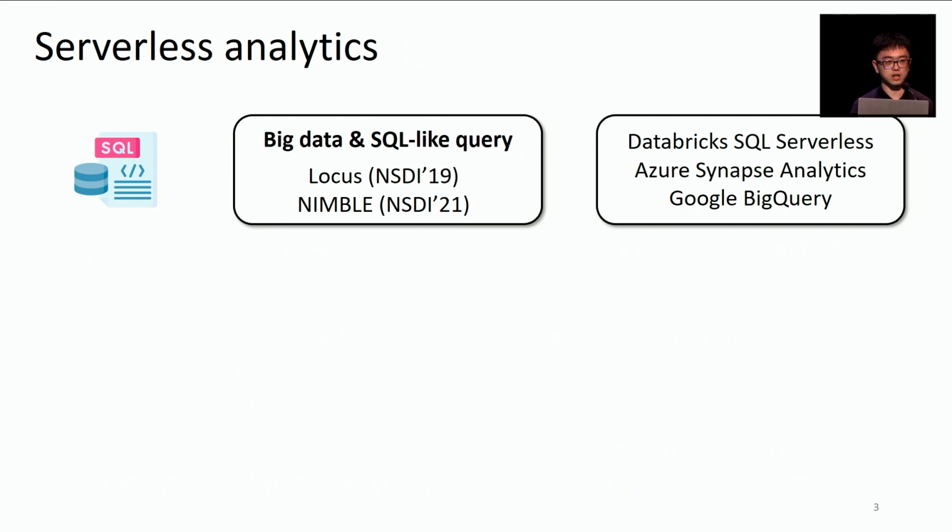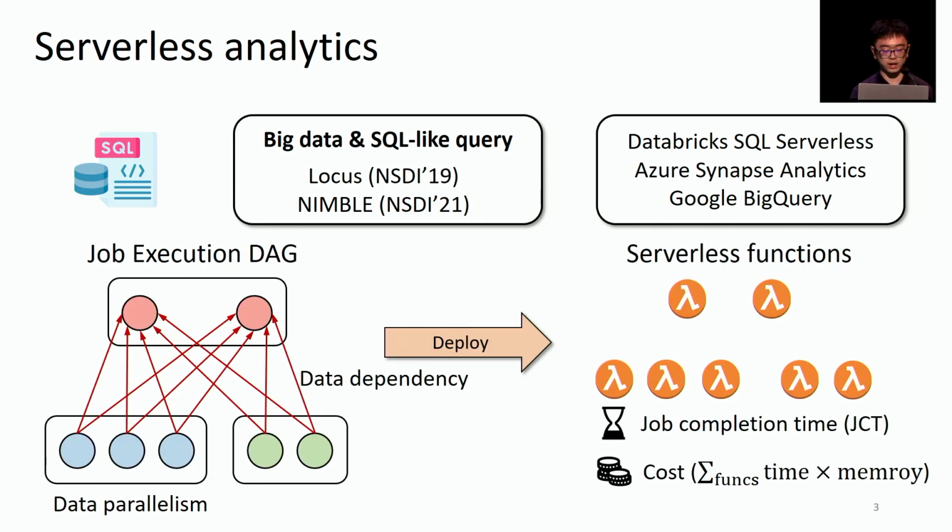These two benefits make serverless an attractive choice for distributed data analytics. As we can see, several works have ported data analytics applications to serverless platforms. Typically, these applications have a job execution DAG, which is composed of multiple stages, and each stage composed of multiple parallel tasks. Users deploy the tasks as a pool of serverless functions with two performance goals. First, we want the job to complete as fast as possible, which corresponds to job completion time, or JCT for short. Second, we also want it to cost as little as possible. On major serverless platforms, the cost of a function is the product of its execution time and the memory usage.